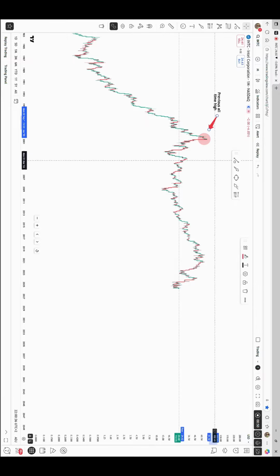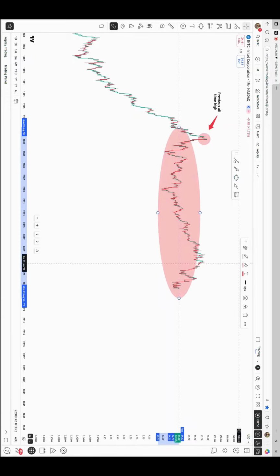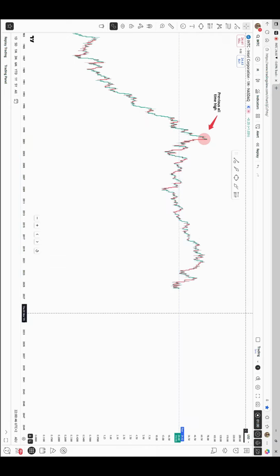Ever since, you can see Intel has been ranging and is now trading at the exact same level as it was approximately 20 years ago, meaning that for the past 2 decades, Intel has overall been moving sideways. Price action, however, has been totally clear.